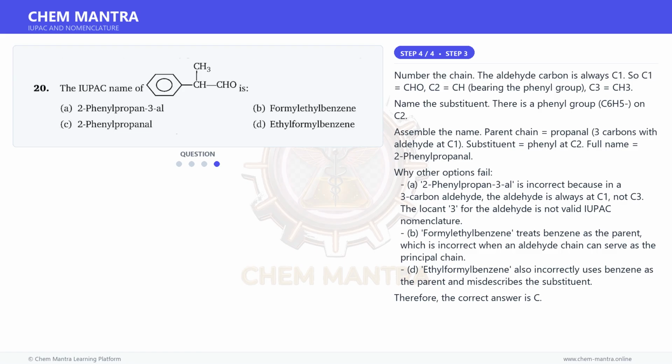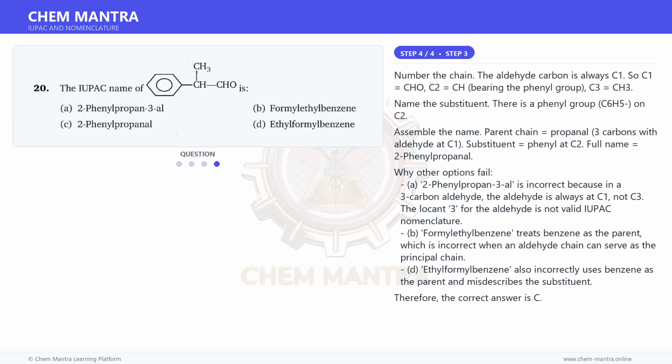Why other options fail? A. 2-phenylpropan-3-al is incorrect because in a 3-carbon aldehyde, the aldehyde is always at C1, not C3. The locant 3 for the aldehyde is not valid IUPAC nomenclature.